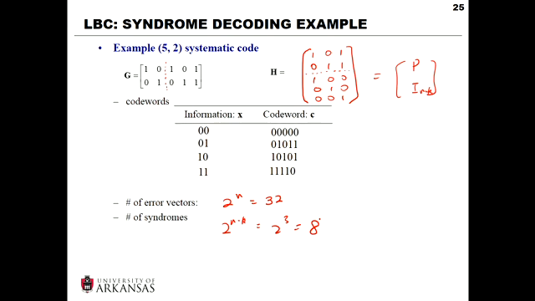In this case, we have 4 valid code words, and there are 32 possible combinations in total. This is 4 out of these 32.